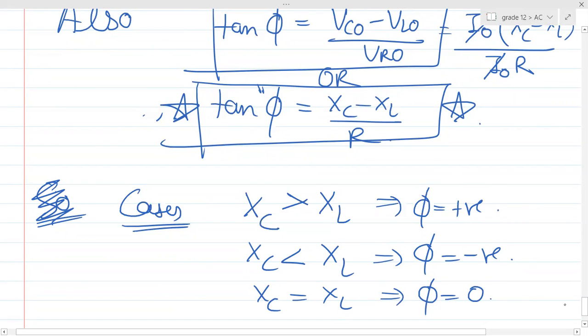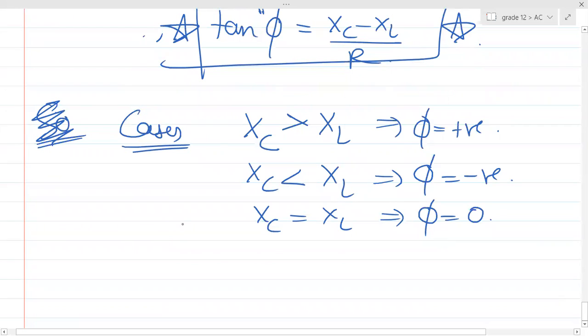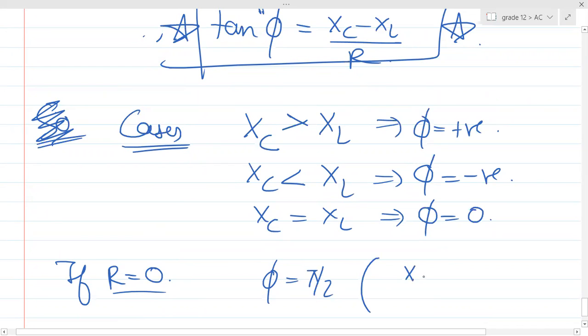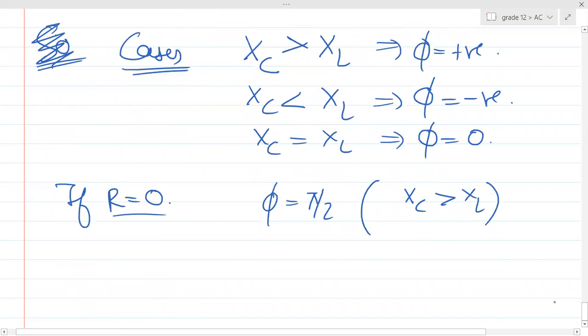We'll talk about this particular thing. What if there is no resistance, if R is 0? Then phi is 90 degrees, and that too when you assume XC is greater than XL, right? Yes or no? And phi is minus 90 when you assume XC is less than XL. So on the basis of that tan phi formula, we did all this. Please write it.